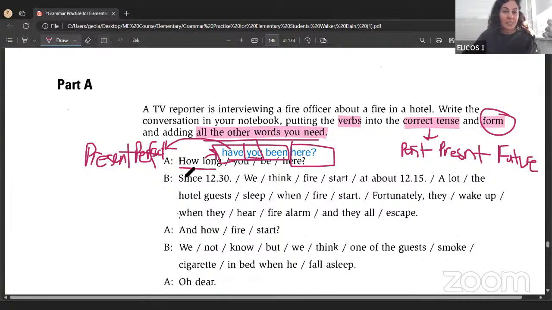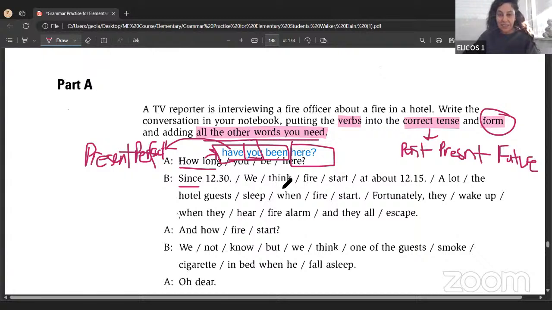Since, we know we use since. You remember the rules, the difference between saying for or since? So if you want to say exactly when, you say since. So how long have you been here? Since 12:30 p.m. Okay, so it's talking about the time, since 12:30.